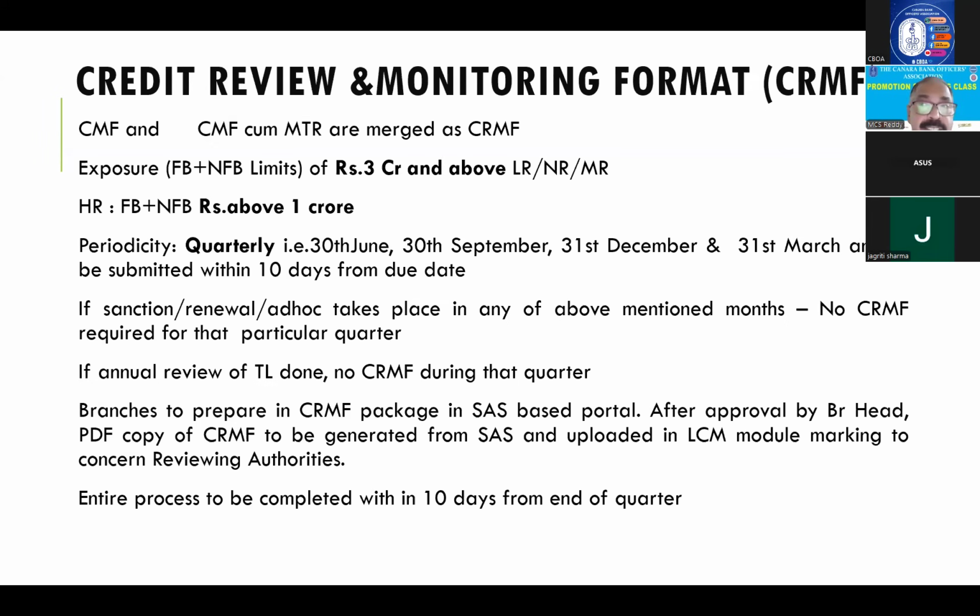And now the periodicity is quarterly. Earlier, in olden days, it was once in 2 months. Now it is quarterly: 30th June, 30th September, 31st December, and 31st March. It is to be submitted within 10 days from due date. Next, if sanction, renewal or ad hoc takes place in any of the above mentioned months, that means June, September, December, or March, then you need not prepare the CRMF for that month. For that quarter, the CRMF is not required.